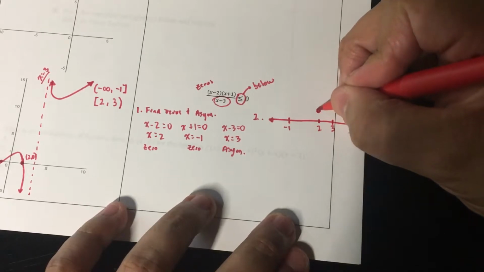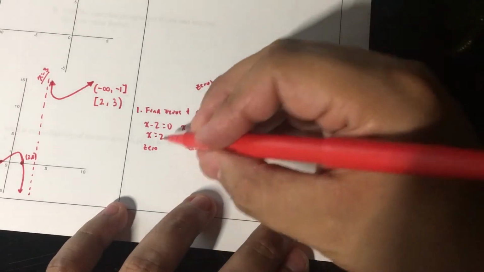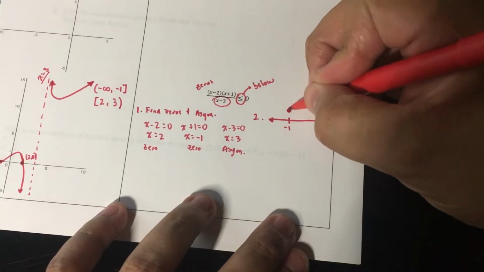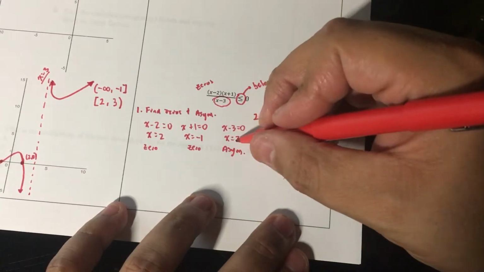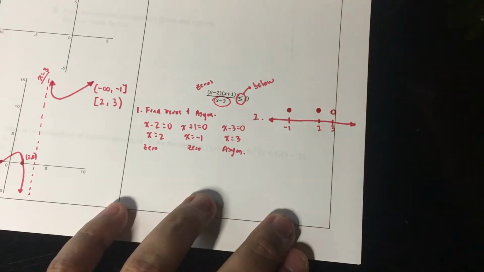Because I see this equal to sign, I'm going to go ahead and just make this a closed dot. That way I can remember that. And negative 1, that's also a 0, so I'm going to put a closed dot. And asymptote, guys, remember, you will never reach this point. So for this one, I'm going to put an open dot.